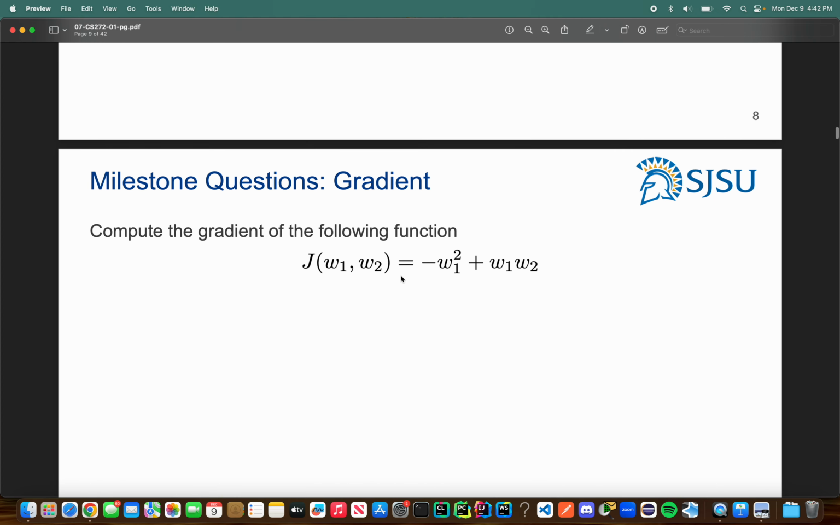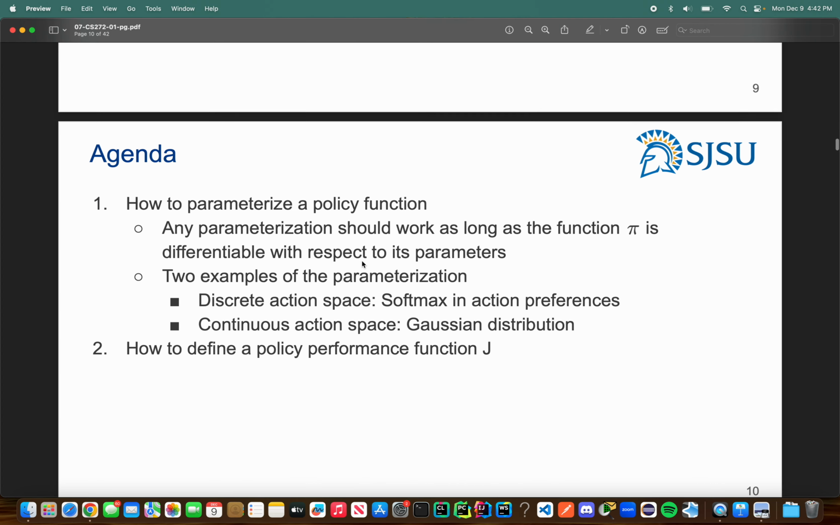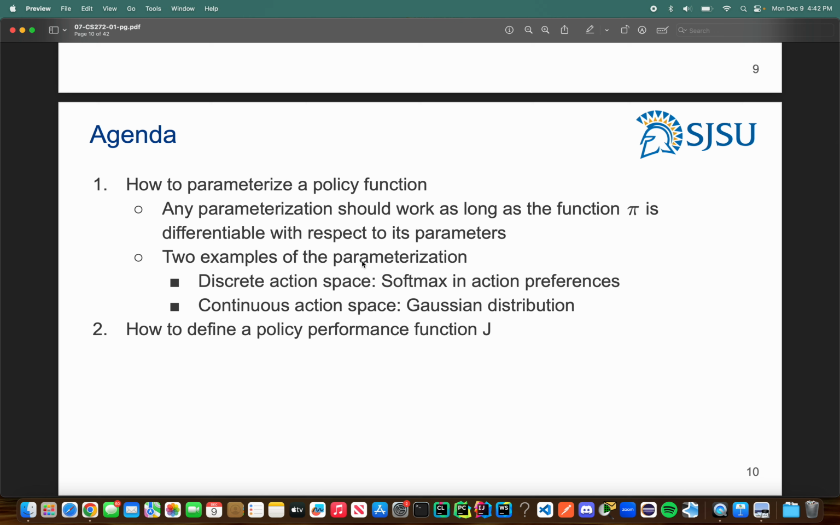How do you compute the gradient? Go to math class. How to parameterize? I think for this one, let's just talk about these two examples. If you have a discrete action space, a softmax over the action preferences is a great way to go. But if you have a continuous action space, then you want to go with something more like a Gaussian distribution. It doesn't have to be Gaussian as long as it handles continuous spaces.